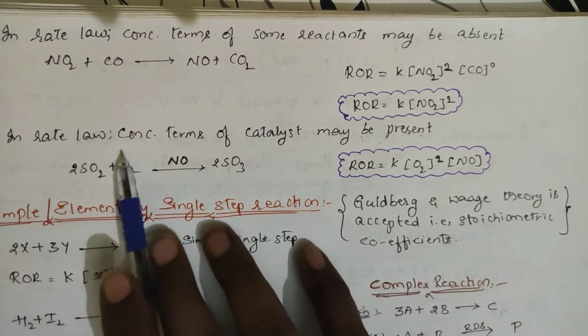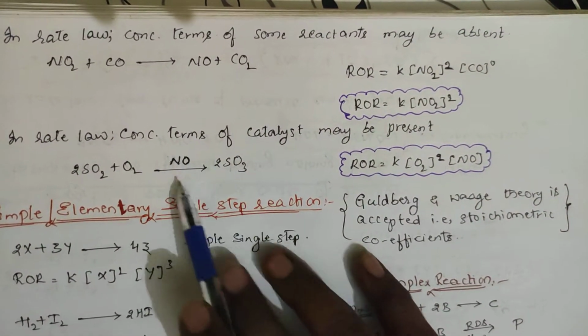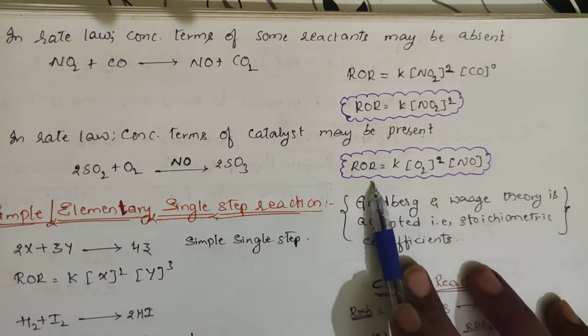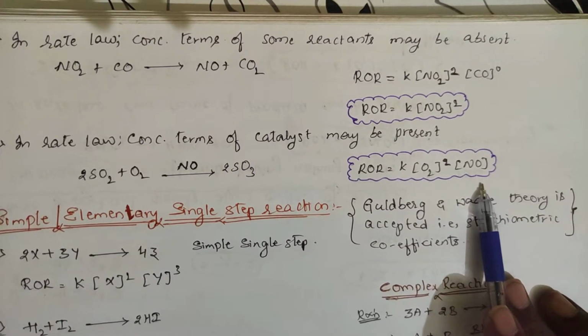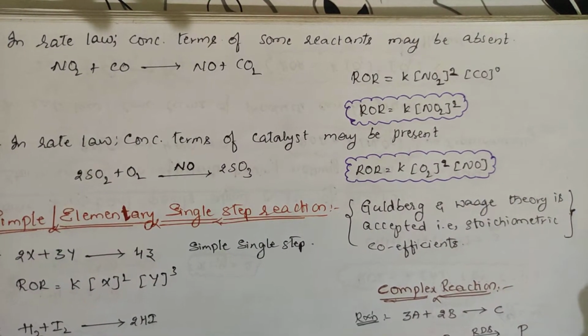See, here O2 is present as well as SO2 is present. SO2 is absent in this condition. But NO is a catalyst. Catalyst is also present in this rate of reaction. So, in some cases rate of the reaction depends upon the catalyst of the reaction. Getting it, students? It depends upon the catalyst also. But it doesn't depend upon the intermediate.